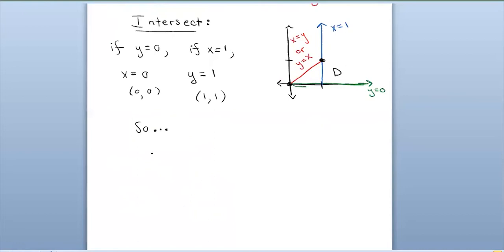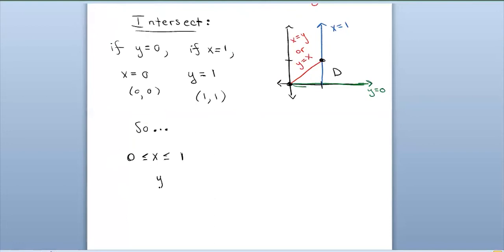So I'm going to start with x. I'm going to let x be the one that's bounded by just constant values. So how far do we go to the left for our x values and how far do we go to the right with our x values? The furthest to the left we ever go is here at 0. And the furthest to the right we ever get is here at x equal to 1.